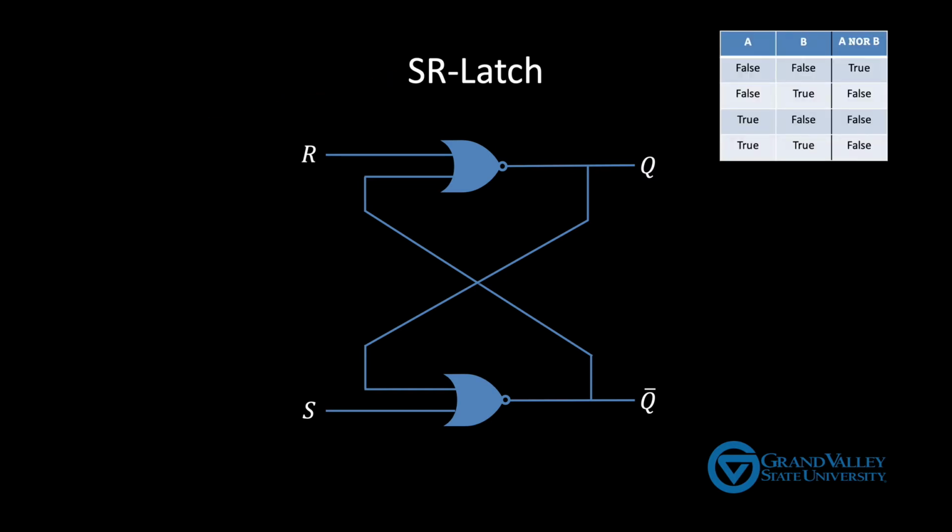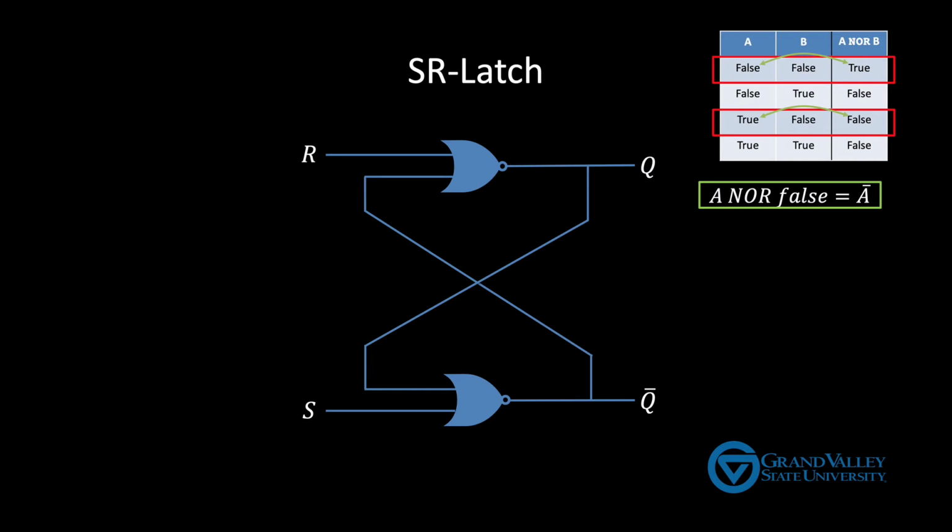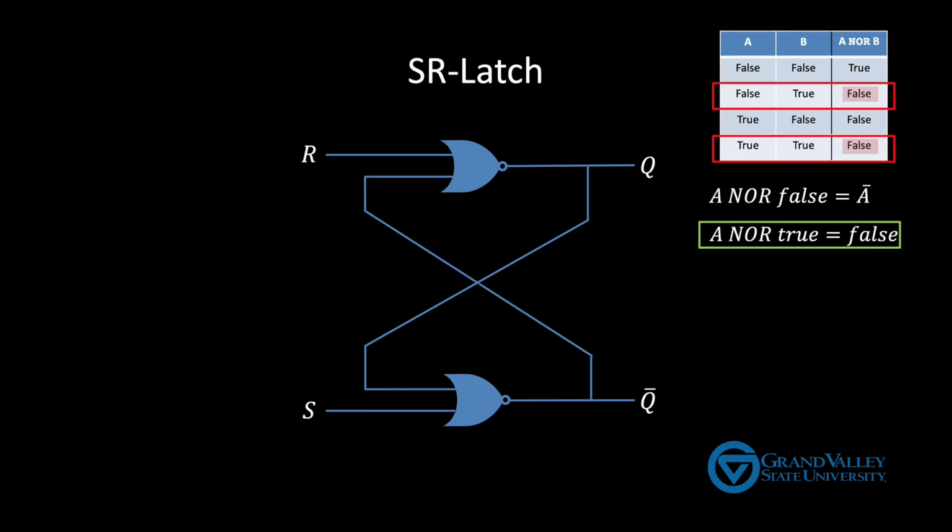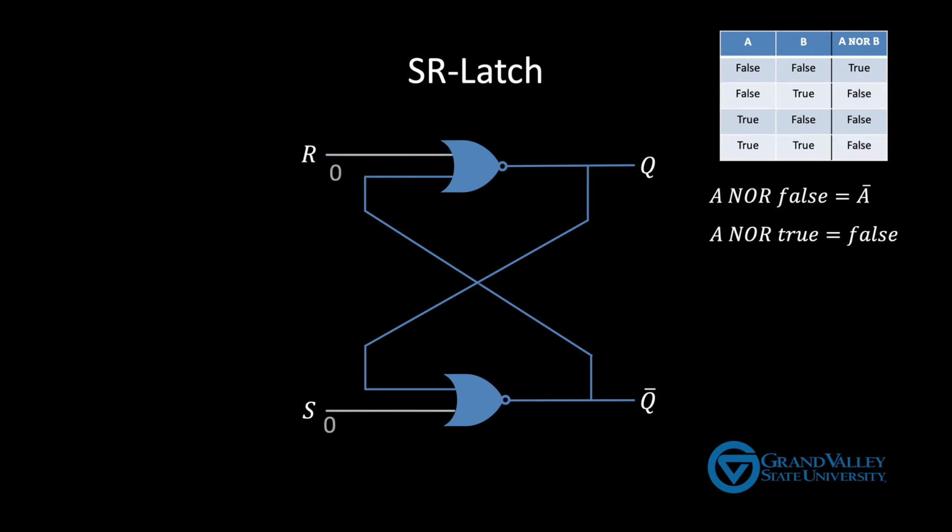I'm going to add the NOR truth table up in the corner for reference. 2 things to notice about this truth table. First, A NOR false is not A. Second, A NOR true is always false. Keep that in mind to help better understand how this circuit works. For example, if we put zeros on both R and S, then the first rule, where A NOR false is the same as not A, tells us that the NOR gates will effectively behave like NOT gates, giving us the feedback loop we just examined.